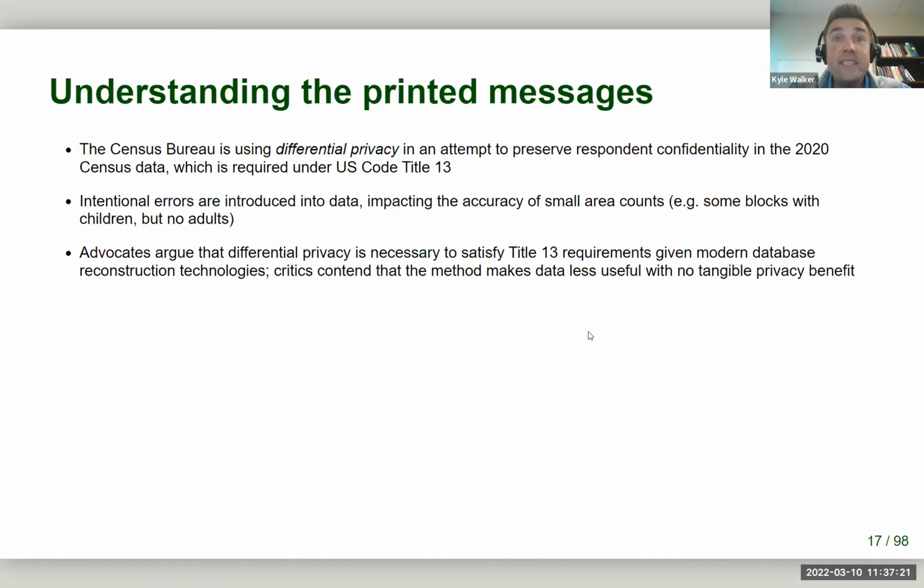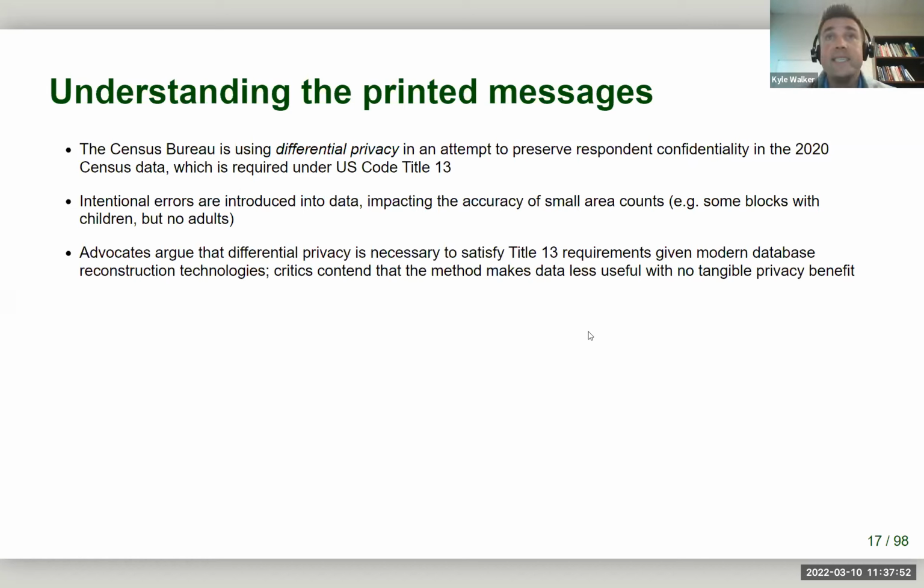And so this has an impact on the accuracy of small area counts. So you'll find census blocks in the 2020 census data, for example, where there are children, but no adults. We've heard those referred to as Lord of the Flies blocks. Those are not because there are actually no adults there. It's because you're going to be seeing the effects of differential privacy. And so this is a matter of active debate in the user community at the moment.